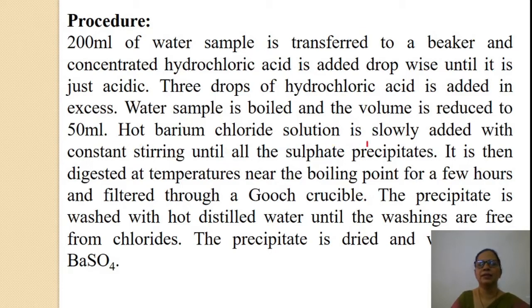Hot barium chloride solution is slowly added with constant stirring until the sulfate precipitates. We can see the white precipitate formed of barium sulfate. It is then digested at the temperature near the boiling point for a few hours and filtered through a gooch crucible. The precipitate is washed with hot distilled water until the washings are free from chlorides. The precipitate is dried and weighed as barium sulfate.